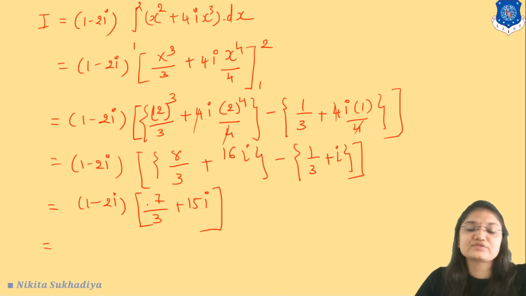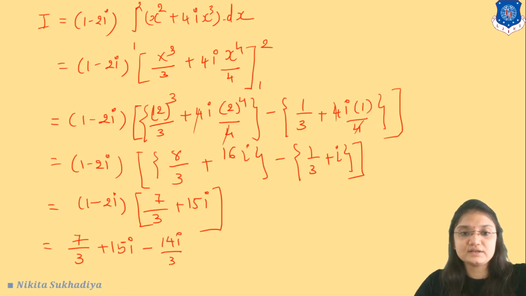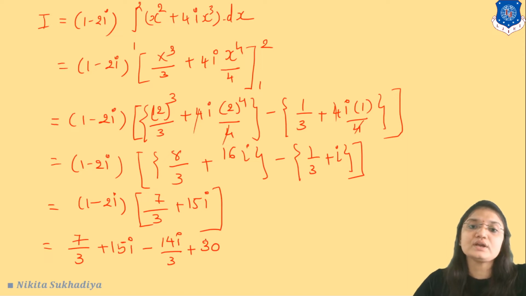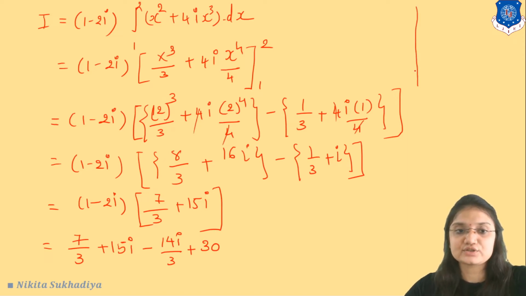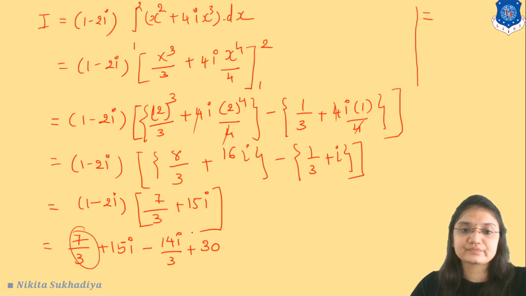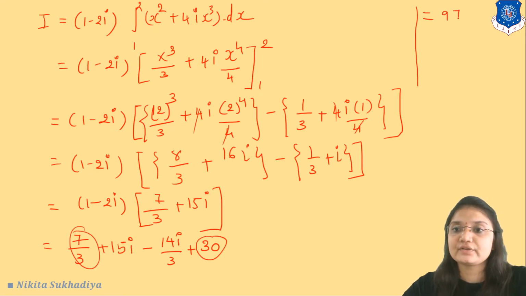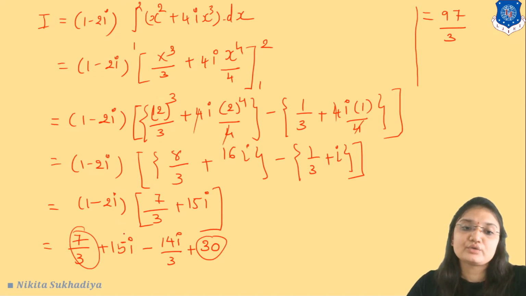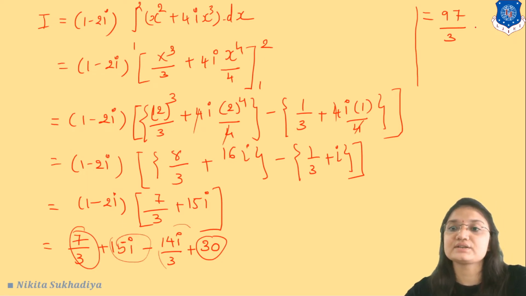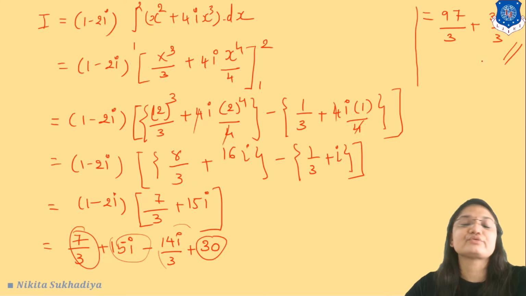Okay, now multiply this (1 minus 2i) with this (7 by 3 plus 15i), so you will get 7 by 3 plus 15i minus 14i by 3, and minus 30i squared, but we know that i squared is equal to minus 1, so this will become plus 30. Okay, so now I am writing our final answer by solving these, that is 7 by 3 plus 30, this will become 97 by 3, and 15i minus 14i by 3, so this will become plus 31i by 3. So this will be our final answer.